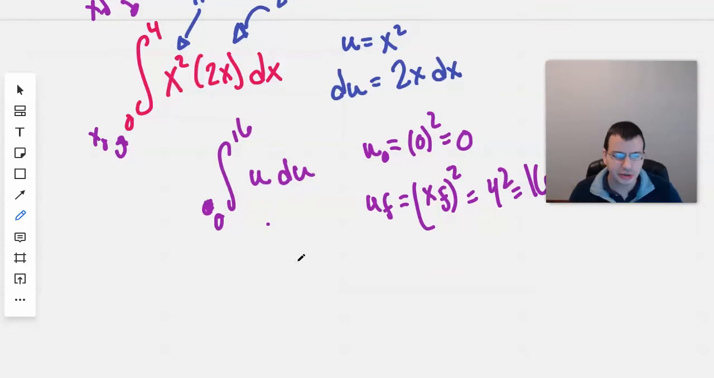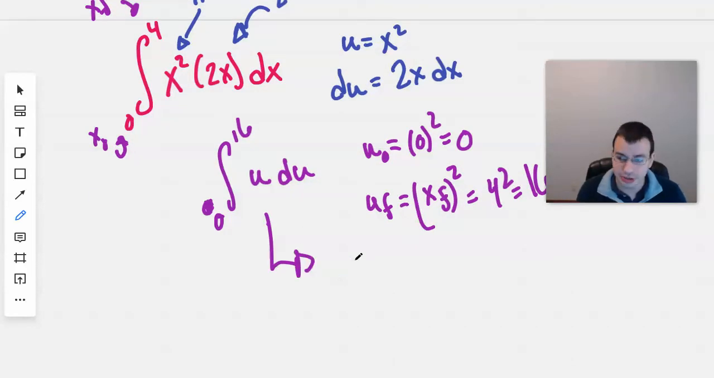Yes, let's go with that. So to solve this, we would finish up using the power rule. We know it's u to the first, so this would be u squared, because we add 1, and divide, moving it down to the bottom. So we have 1/2 u squared, and this is evaluated over the limits of integration, 0 to 16.